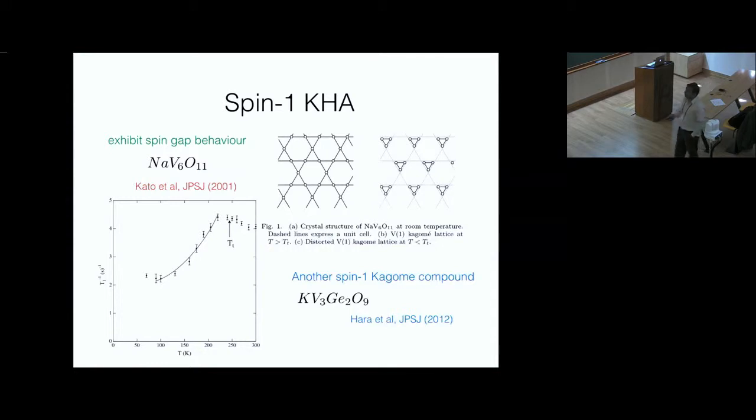And for instance, in sodium vanadium oxide, which is, of course, an organic material, you have three kinds of vanadium, and of which one of them forms Kagome layer, which is the one which is more interesting.